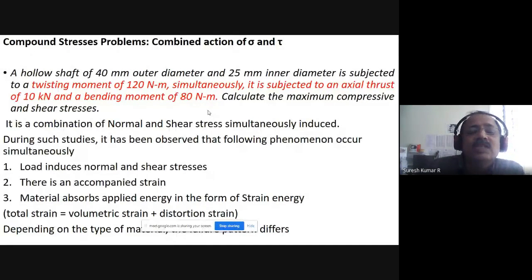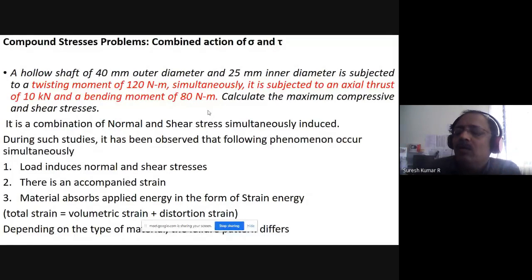That is called the total strain energy. Or simply, without considering volumetric strain, as distortion is too high, in that case volumetric strain can be neglected. Then it will be distortion strain energy. So all these phenomena are happening inside the material simultaneously.